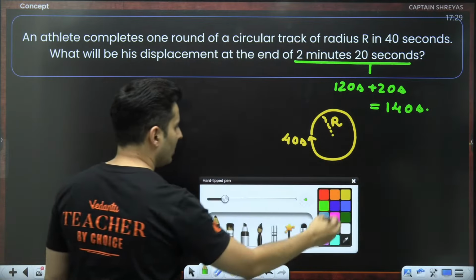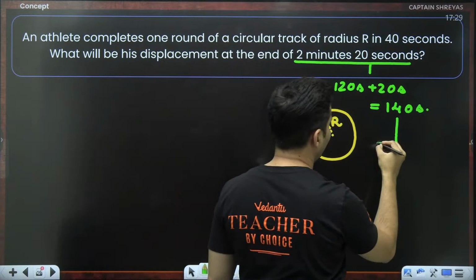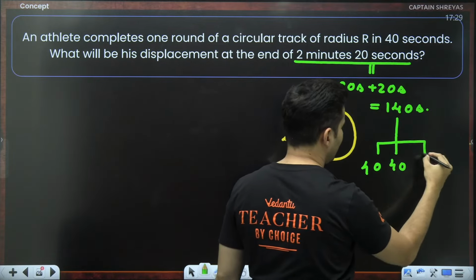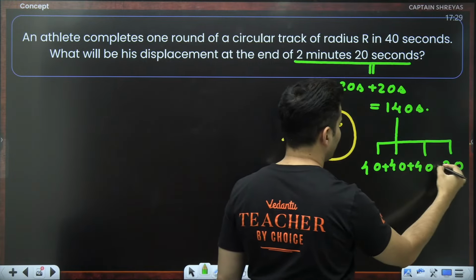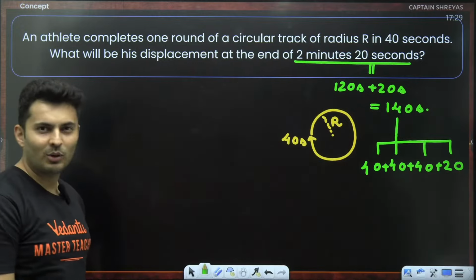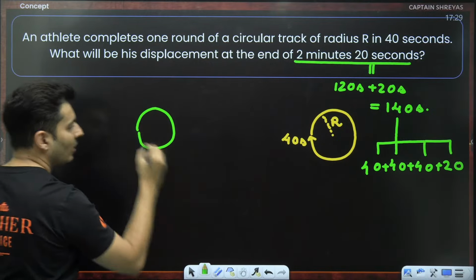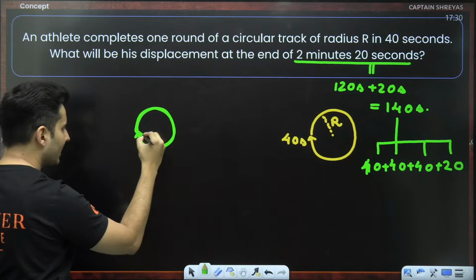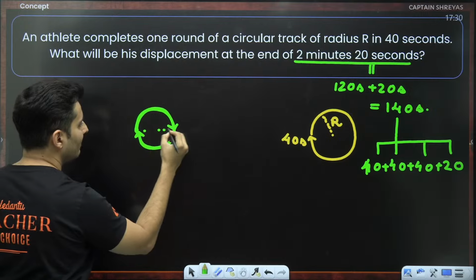Interesting. So think about this, guys. 140 seconds, I can split it up into 40 seconds plus 40 seconds plus 40 seconds plus 20 seconds. All of them together make 140. Why did I do that? Because one round is completed in 40 seconds, another round is completed in the next 40 seconds, another in the next 40 seconds, and in 20 seconds, where will he go? He will just reach here, from this side he will just go here.